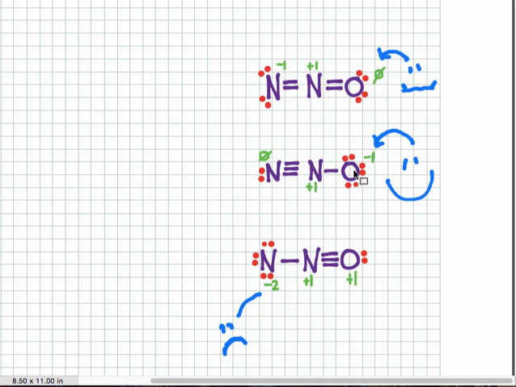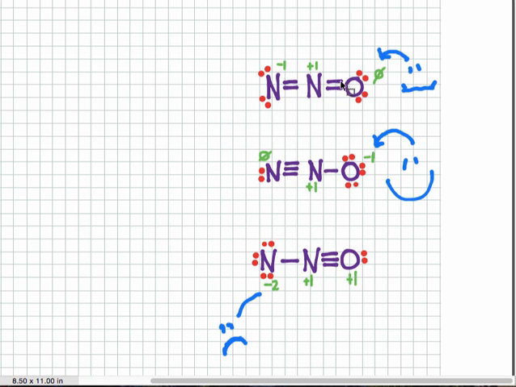So I'm going to say this one is more favored because oxygen, being more electronegative, gets a negative 1 charge, whereas one of the nitrogens is plus 1, one of them is 0, better than having oxygen 0 and this nitrogen negative 1. Nitrogen is not as electronegative as oxygen.